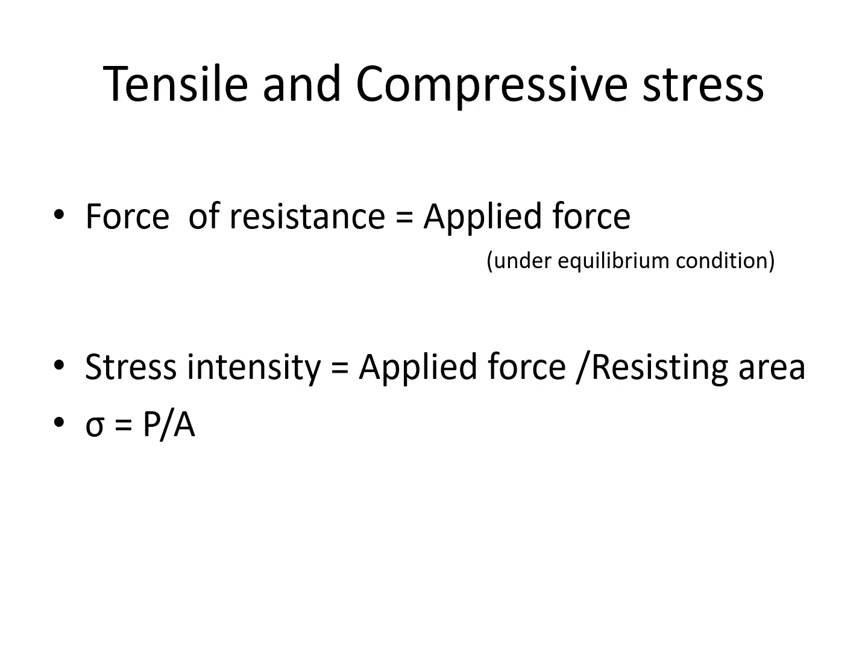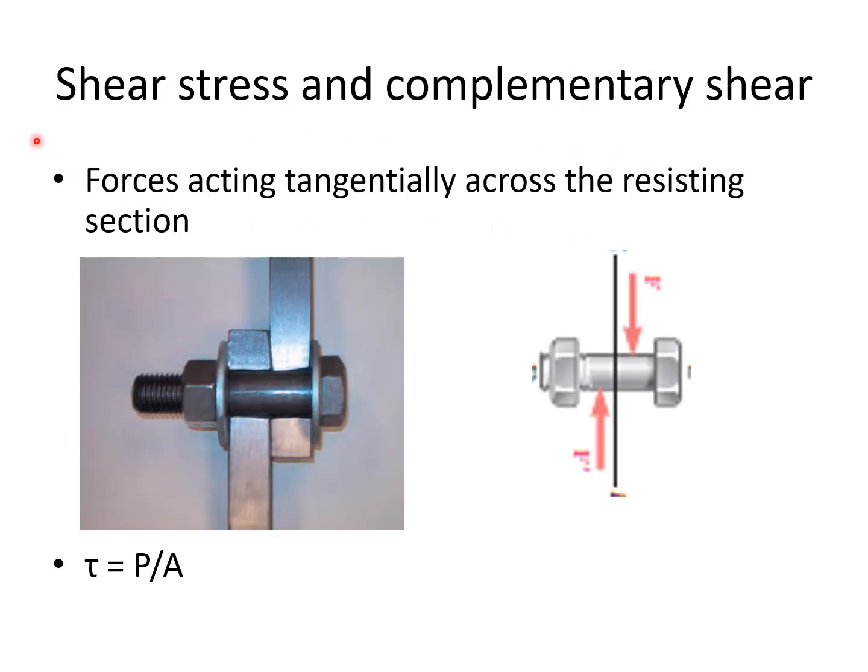So we will see the formulas for these stresses. For tensile and compressive stresses, the formula is very simple. Stress intensity equals applied force by resisting area. So you can say this is load by area. This is the equation to find tensile and compressive stresses. To find the shear stress also, the formula is the same, except the notation. Here shear stress is denoted as tau, and the area which you are going to consider may change for shear stress.